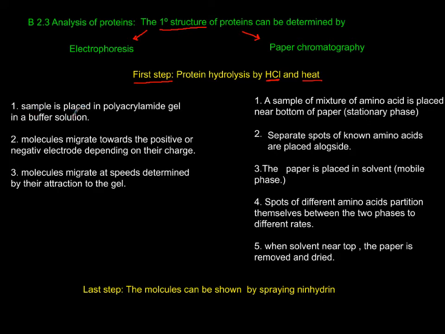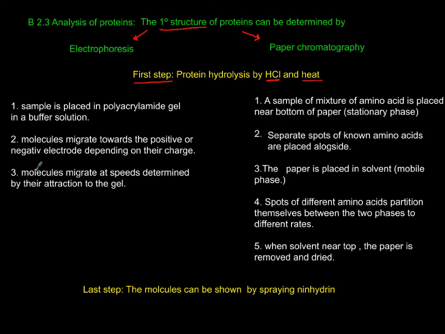Hydrolysis breaks the protein into its separate amino acids. Next, you place the sample of your amino acids in a gel, in polyacrylamide gel, in a buffer solution. And I'm going to show you one example of separation of 5 amino acids. The amino acids will migrate toward the different electrodes depending on their charge, and the molecules migrate at a speed due to their attraction to the gel and then their affinity for the voltage.